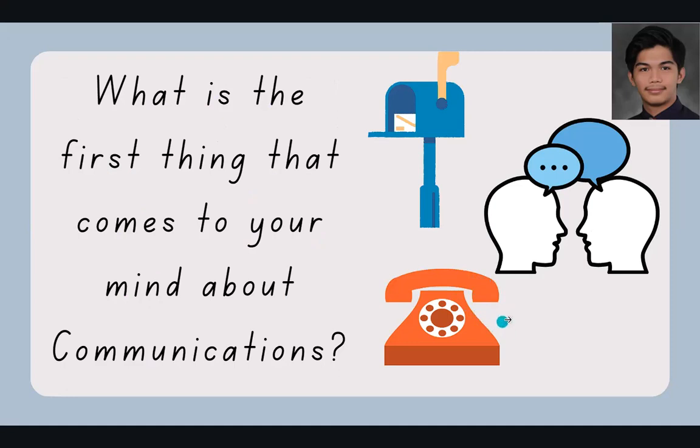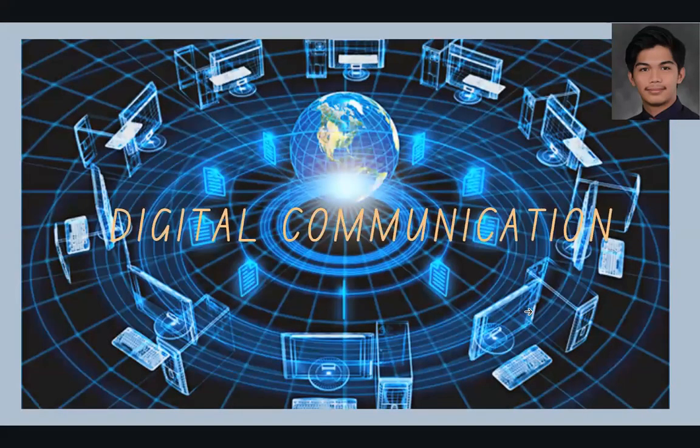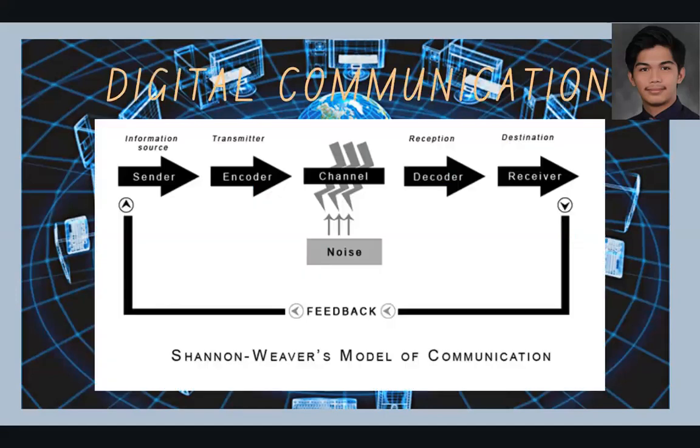I assume that most people like you are already aware of this concept known as digital communication. Now, from this model, observe how communication performs, starting from the sender, encoder, channel, decoder, and lastly, the receiver. This is just a basic model for you to understand how communication works.